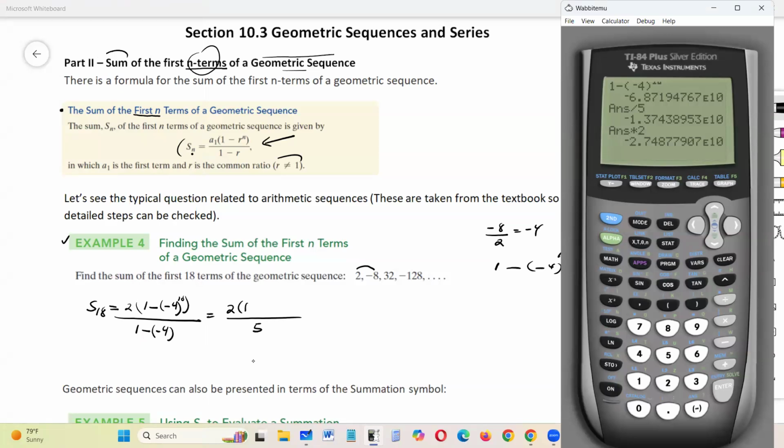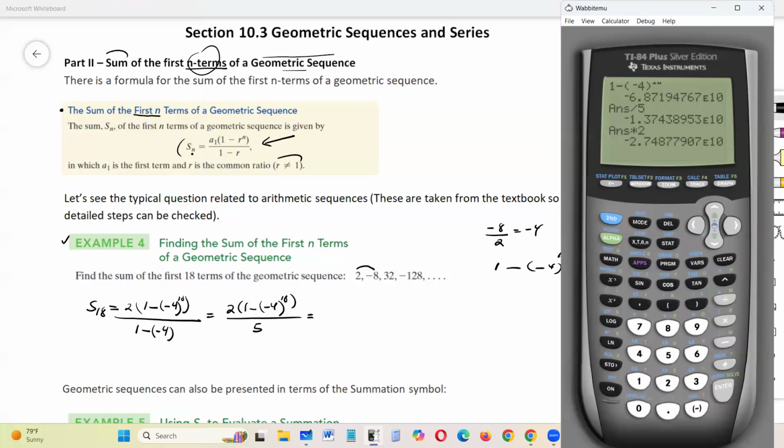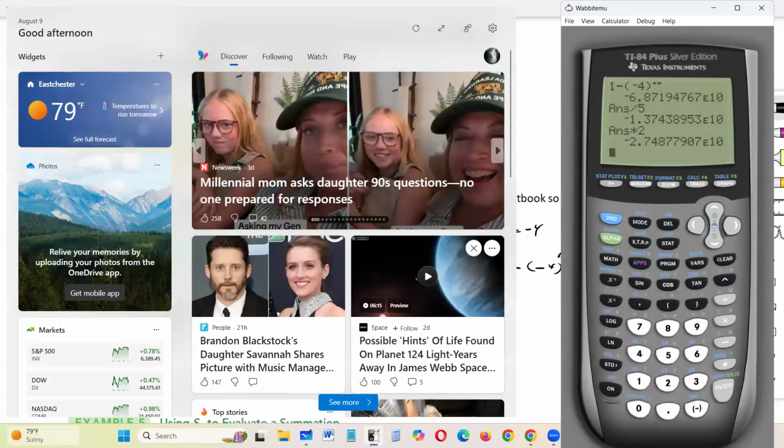You cannot write this answer on the exam, negative 2.7487. So you have to do something else. So I'm going to write it here. Minus 418. And so this is what I have to write. The problem is I cannot do both at the same time. So I am going to do the following thing.